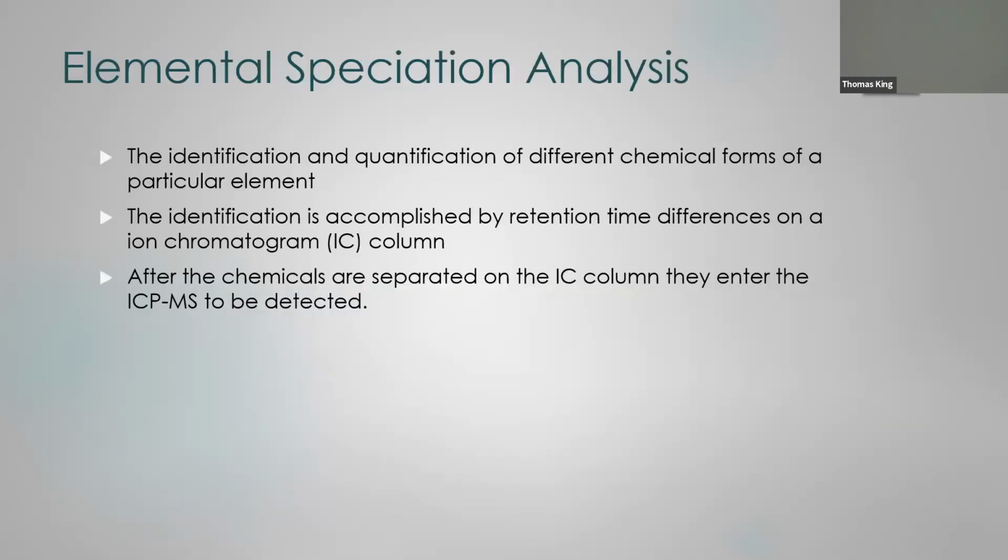Now I'll talk about the elemental speciation analysis. Elemental speciation is the identification and quantification of different chemical forms of a particular element. The identification is accomplished by retention time differences on an ion chromatogram column. After the chemicals are separated on the ion chromatogram column, they enter the ICP-MS to be detected.